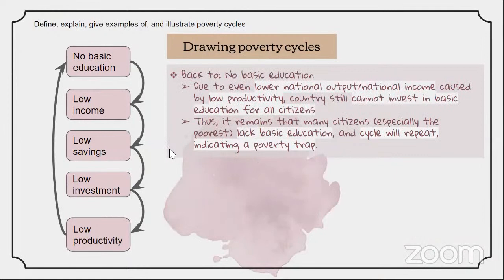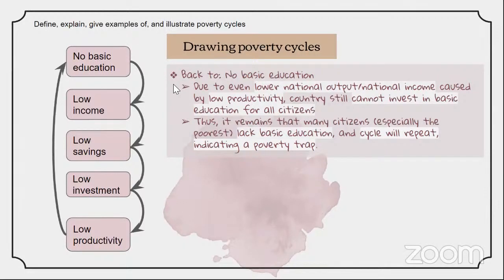So as you can see in the cycle, it jumps back to no basic education. So how does it happen? Because of the low productivity, that will cause reduced national output, and the national income of the country will become lower. It was already low, but it gets even lower. Before this, the country already could not invest.